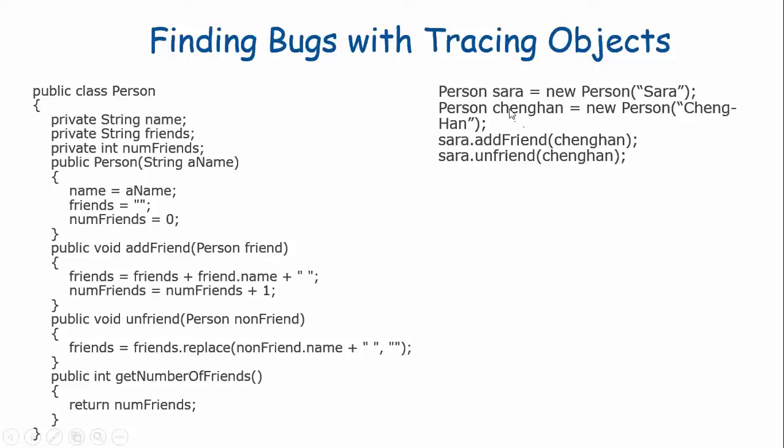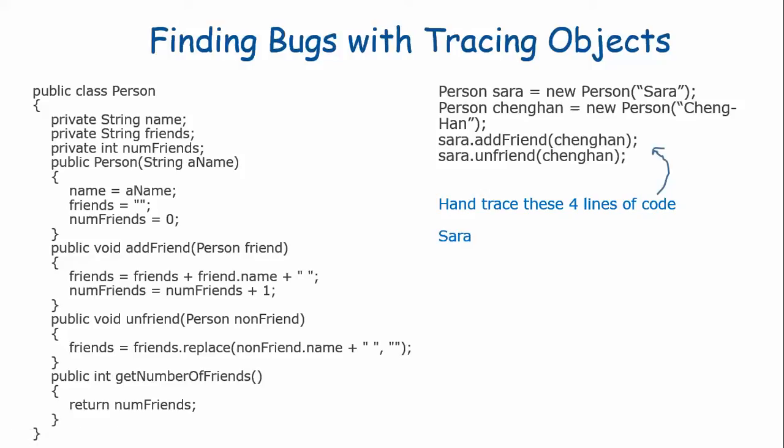Here we are creating two objects, Sarah and Chenghan. Both are person type objects. On Sarah I'm calling addFriend, so basically I'm adding Chenghan to Sarah, and after that I'm unfriending Chenghan from Sarah's friends list. So let us hand trace these four lines of code.